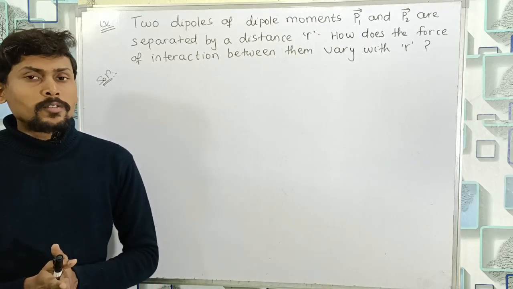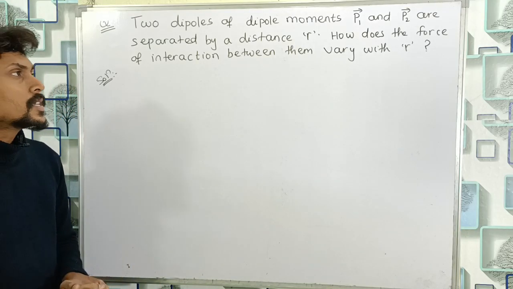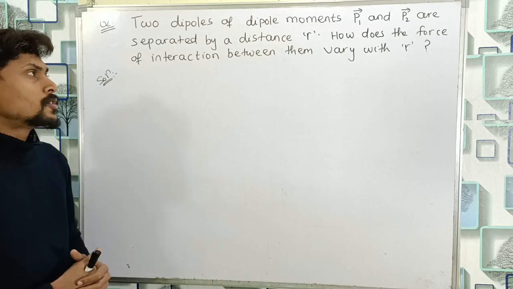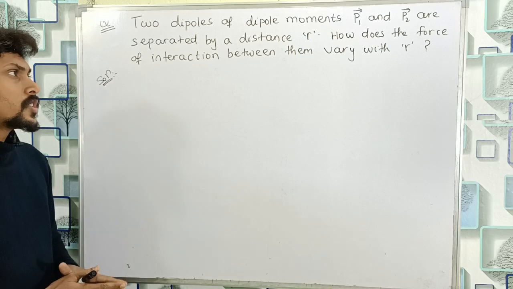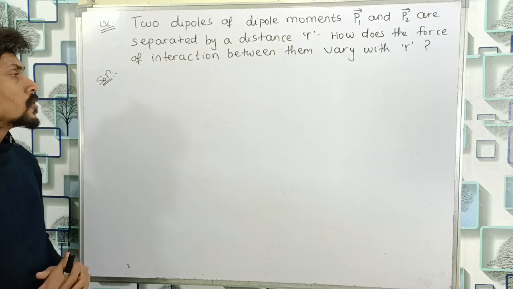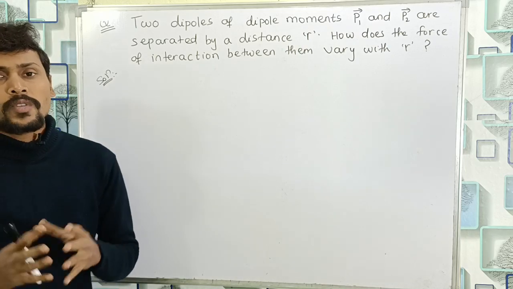In this video, we are going to solve this question from electrostatics. The question is: two dipoles of dipole moments P1 vector and P2 vector are separated by a distance r. How does the force of interaction between them vary with r?